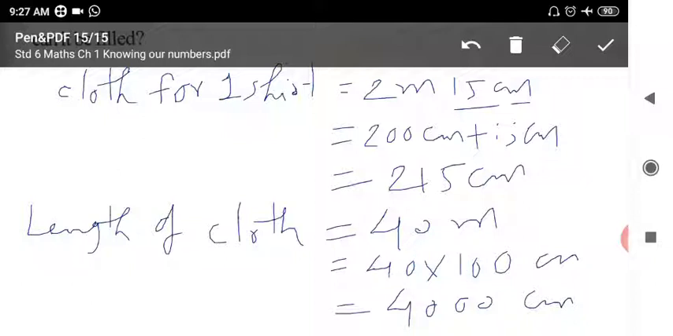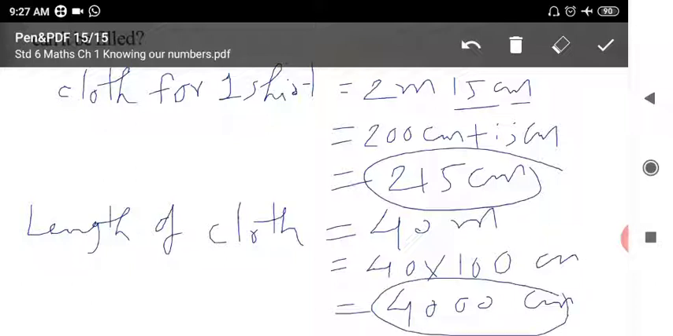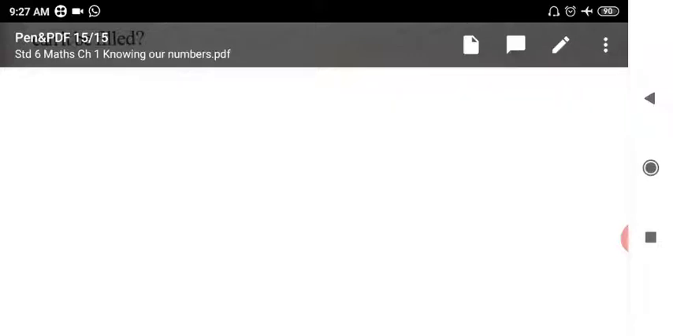Cloth of one shirt is 215 centimeter, and the cloth which we are having, that is 4000 centimeters. So we have to now make 215 centimeter shirts. Okay, so how many shirts can be prepared from 4000 centimeters? It means what we have to do? We have to divide. From 4000 divide by 215 we will do. We will get the number of shirts.